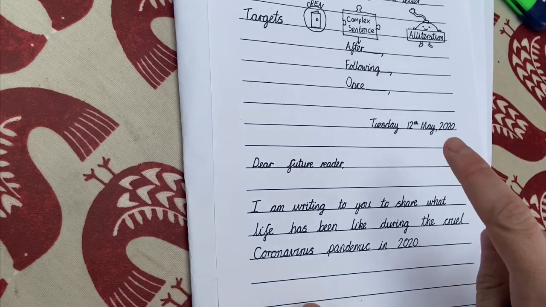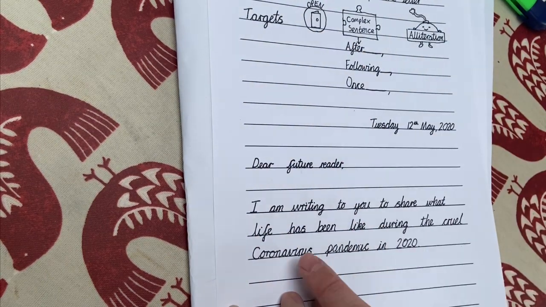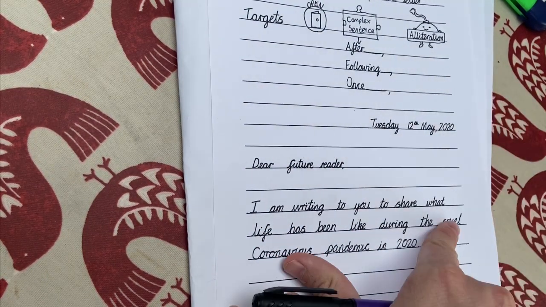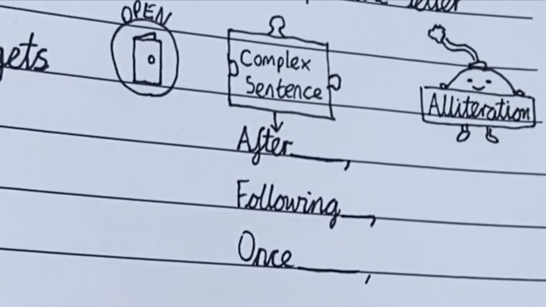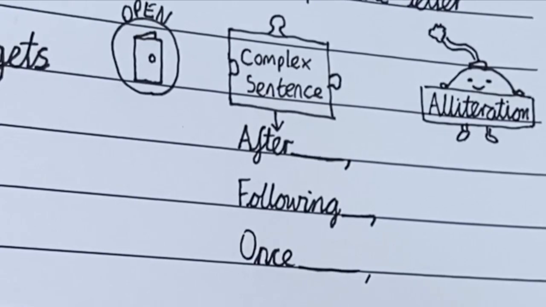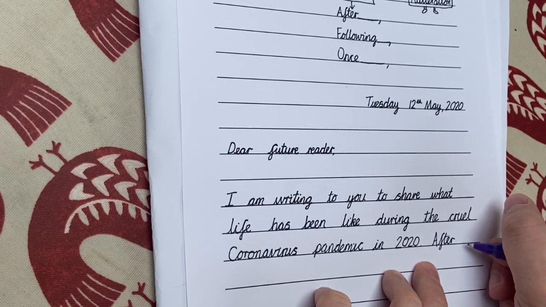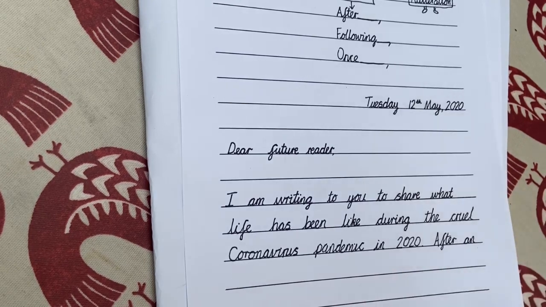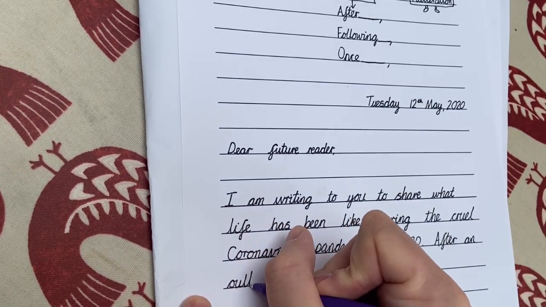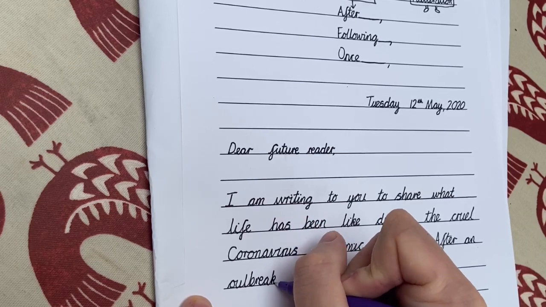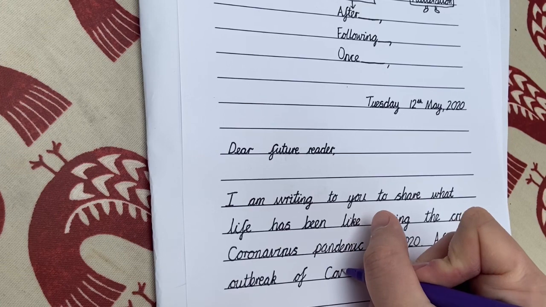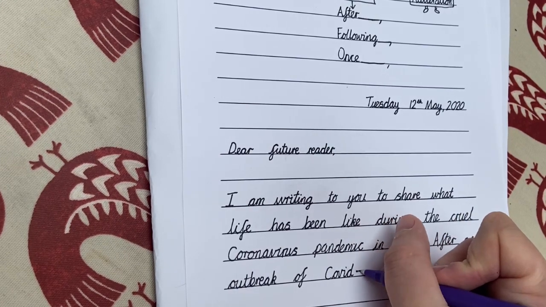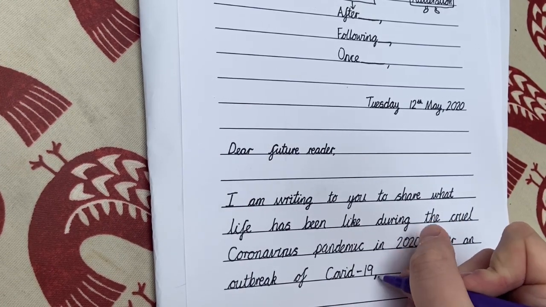So I'm going to try and use one of my targets now, the complex sentence. I've got my alliteration in there with cruel coronavirus, and I'm going to use a complex sentence. I'm going to use after. So after an outbreak of coronavirus. So I'm going to write that. Actually, not sure about coronavirus. Maybe it might be better here to change the word. So after an outbreak of COVID-19, which is the specific type of coronavirus. Yes, that sounds better.